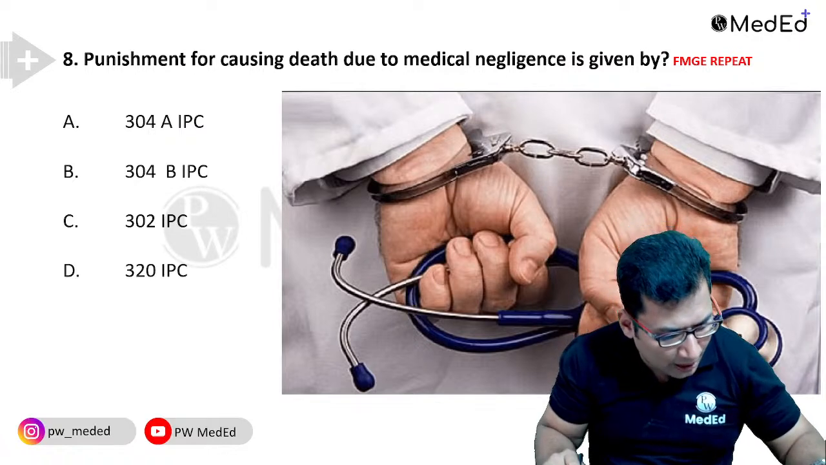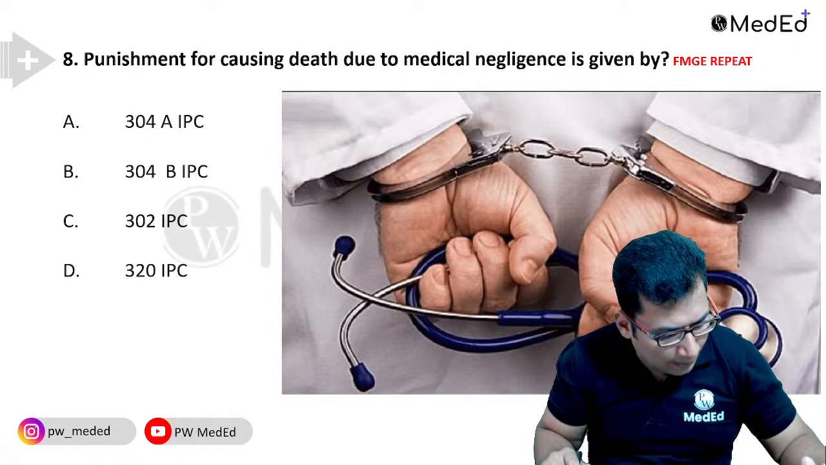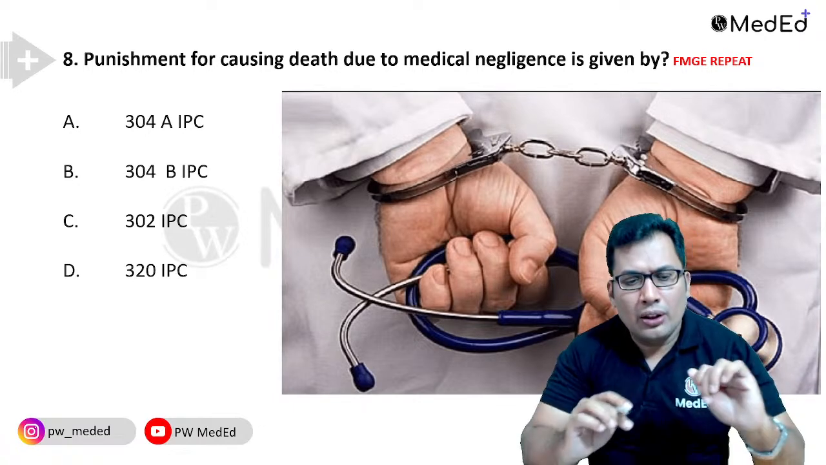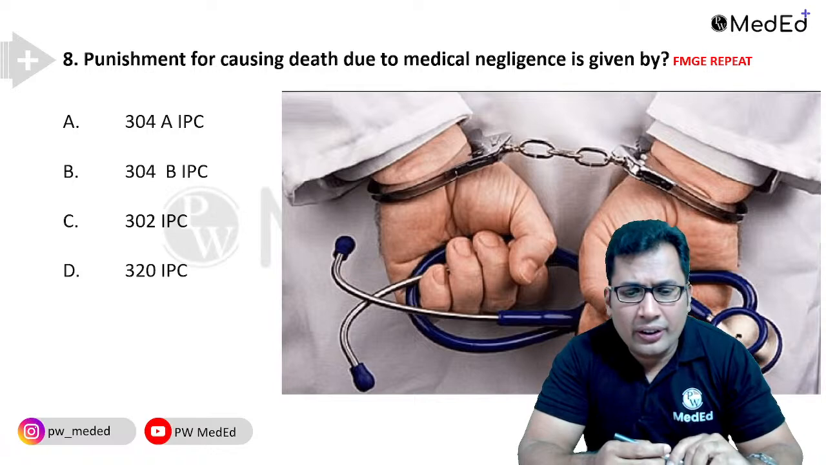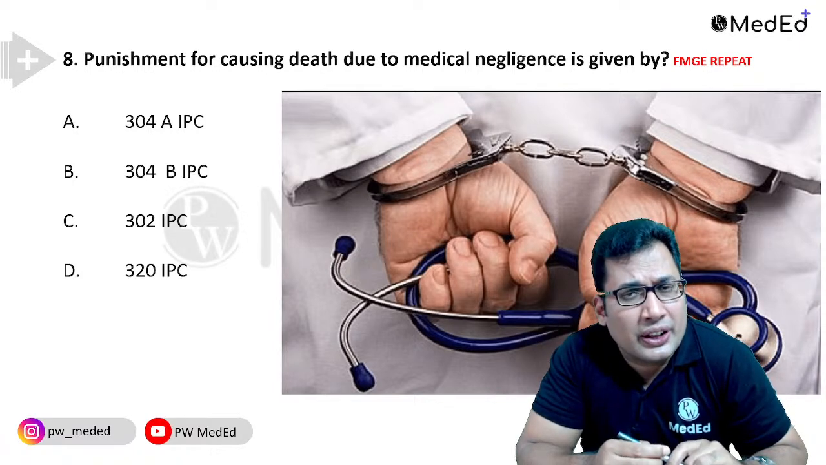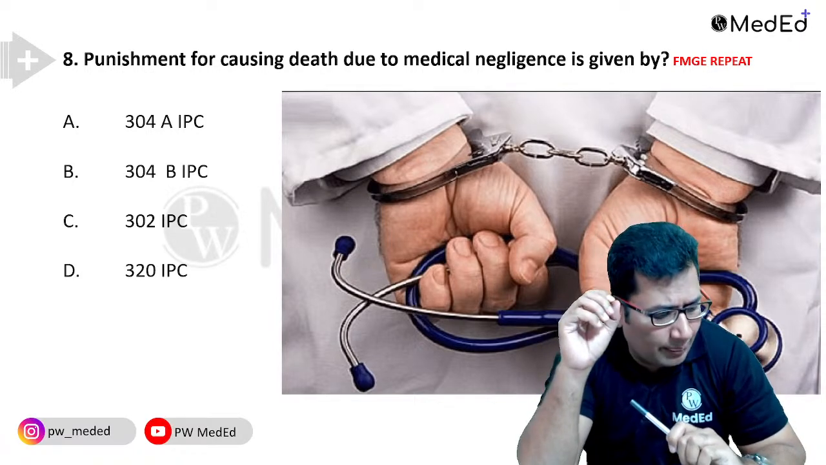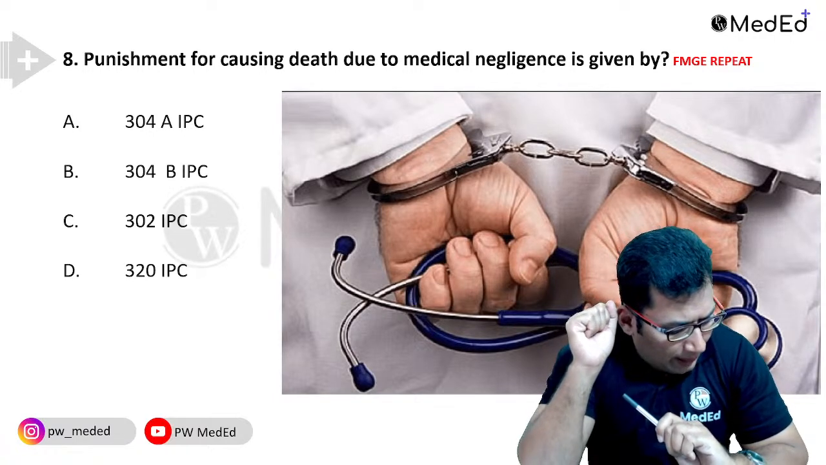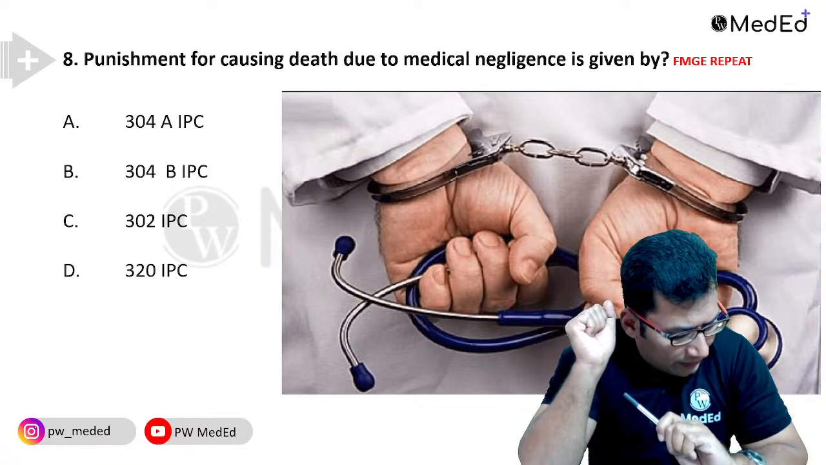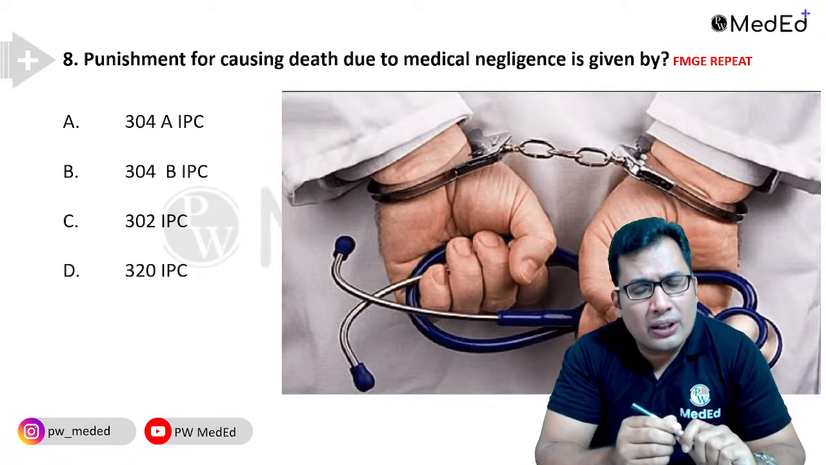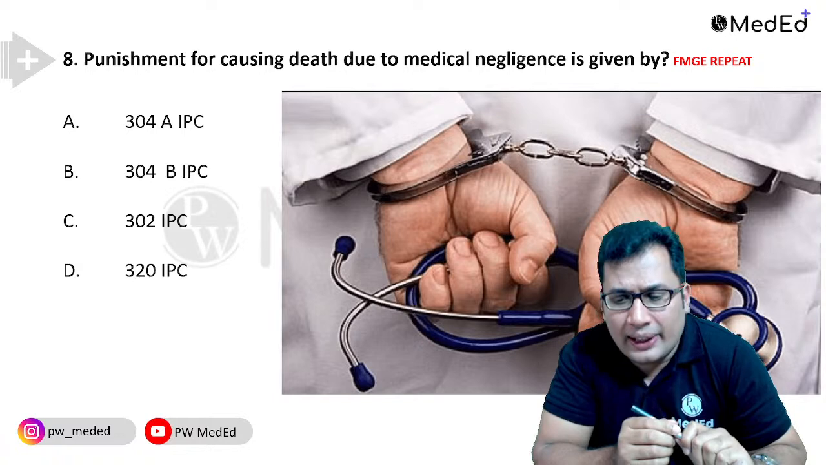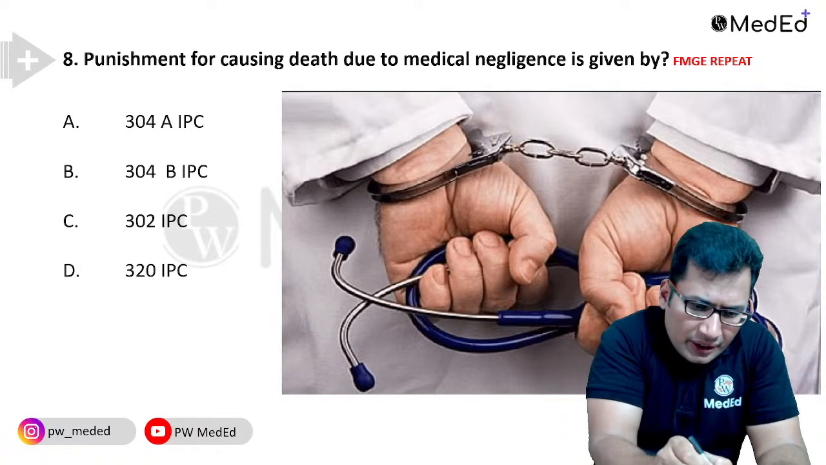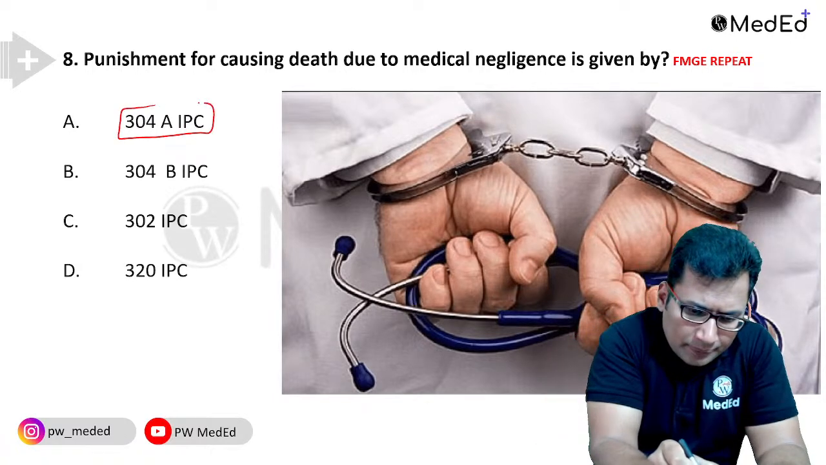Next, question number 8. Punishment for causing death due to medical negligence is given by. This question can be asked in your upcoming exam. So what is the answer? Deepesh Soni, Farah Ahmad. Yes. Punishment for causing death due to medical negligence is given by section 304A. So this is the correct answer.